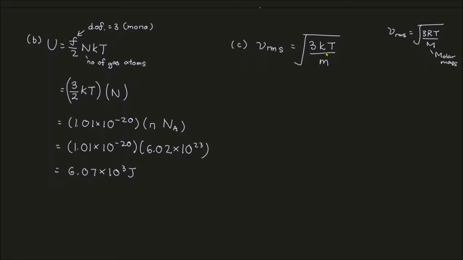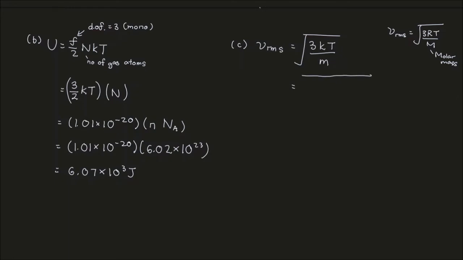So if you are given information about molar mass, then you use this formula over here. But if you are given information on the mass per molecule, then you use this formula here. It's equivalent to each other. It's not like there are two different formulas. You can derive from one to another easily. Okay, so we are using this formula here because we have the mass per atom.